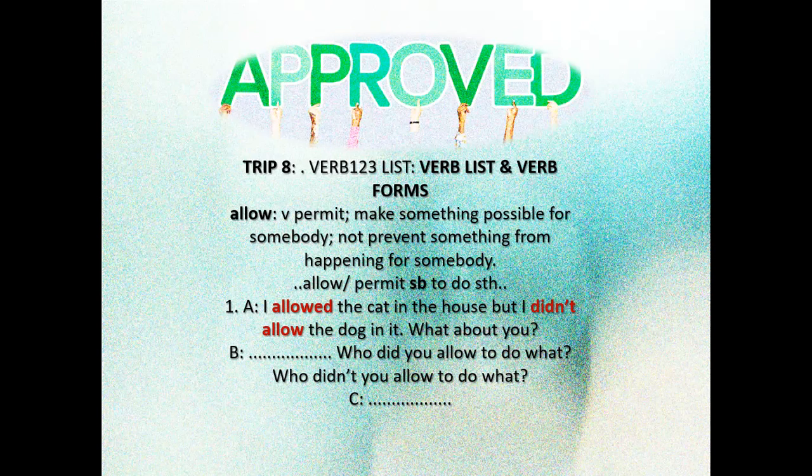Dialogue 1. I allowed the cat in the house to enter the house, but I didn't allow the dog in it. What about you? I allowed both the cat and the dog to come in. Who did you allow to do what? Who didn't you allow to do what? I allowed, for example, Ahmet to use my laptop. I didn't allow him to use my telephone. Yes, this is like this.